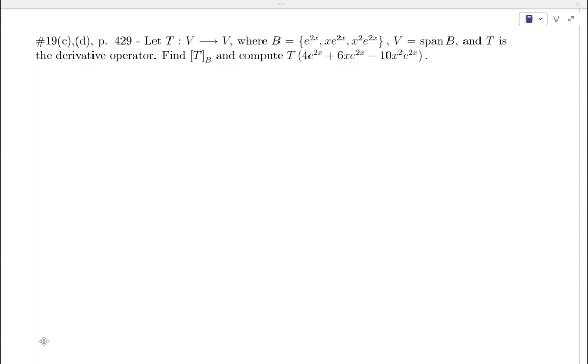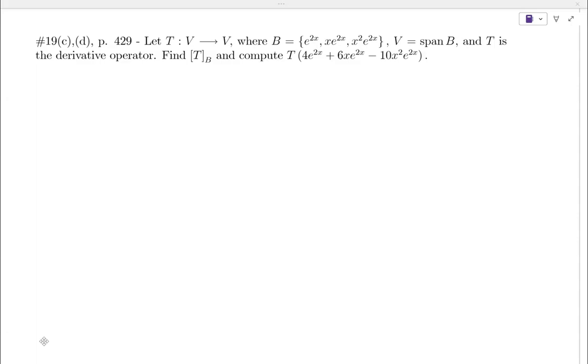Anyway, they tell us that we're going to look at a particular subspace of differentiable functions. In particular, this subspace is generated by e to the 2x, x e to the 2x, and x squared e to the 2x. So just a three-dimensional space here. It's generated by those three vectors. We can check that they're linearly independent quickly, but they are linearly independent. So the three-dimensional space. So we'll have a 3 by 3 matrix when we're done. We're going from the space to itself.